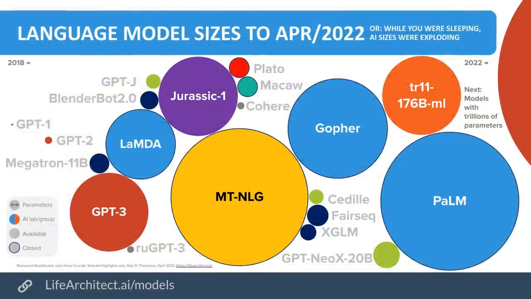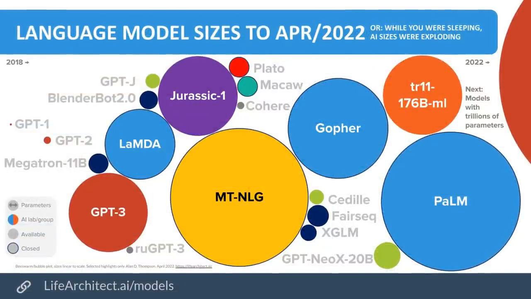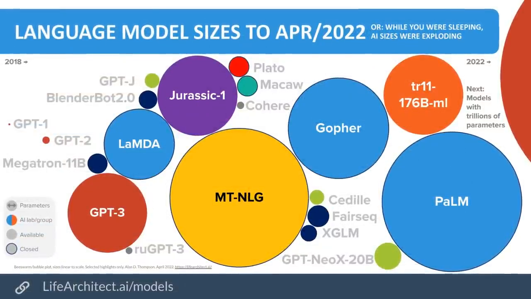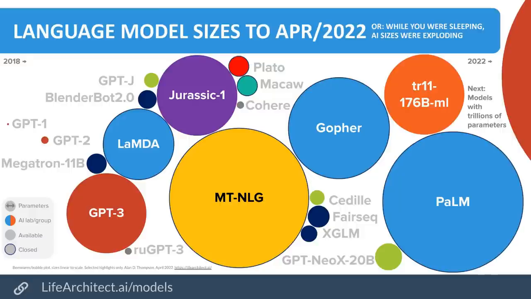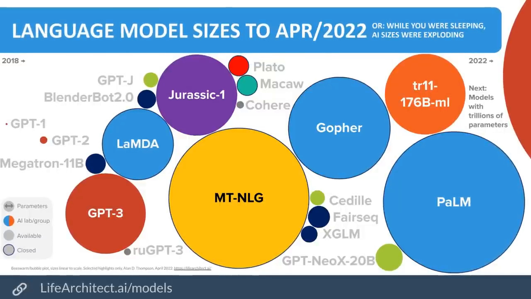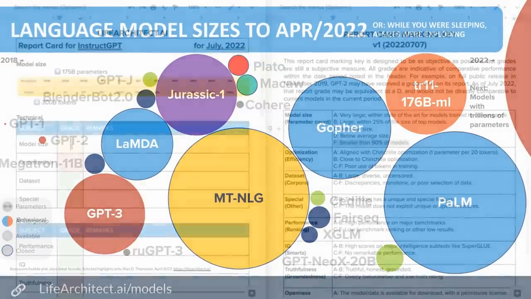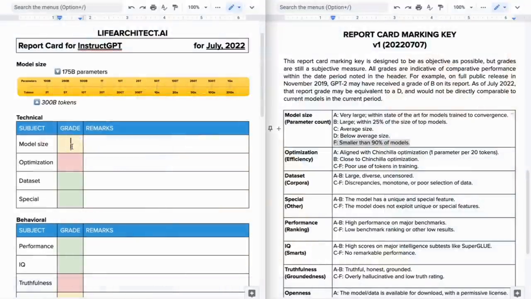Consider the MT-NLG model by Microsoft and Nvidia, or the Google PaLM model, or even the DeepMind Gopher model, all towards 500 billion parameters, and 175 billion parameters suddenly doesn't look so good. This is all pre-Chinchilla. I would actually rate this a C, even back in January, for this model size.